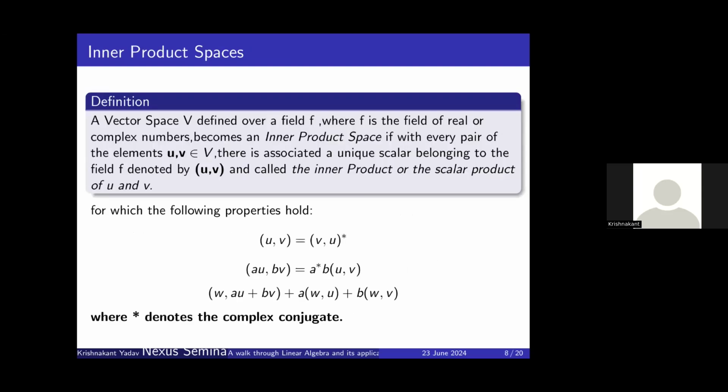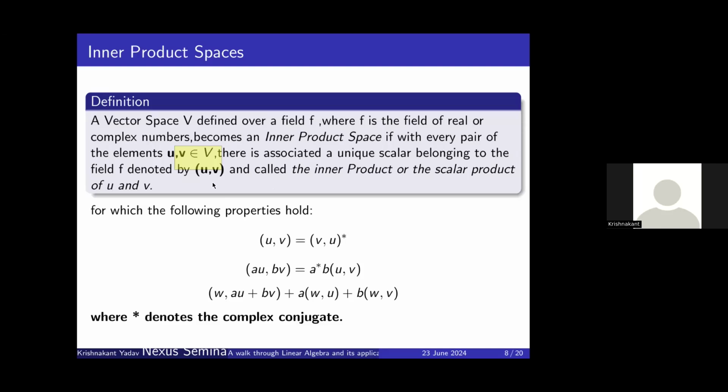Now let's move on to the inner product spaces. Take a vector space V over a field F, where F is the field of real or complex numbers. It becomes an inner product space if for every pair of elements u and v there is associated a unique scalar belonging to the field F, denoted by <u, v>. This is called the inner product, also known as the scalar product of u and v.